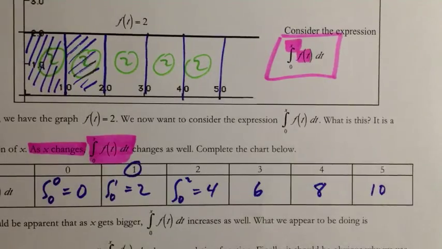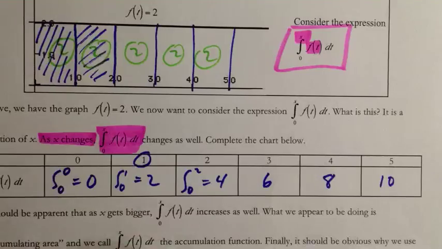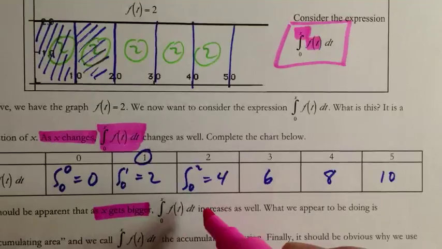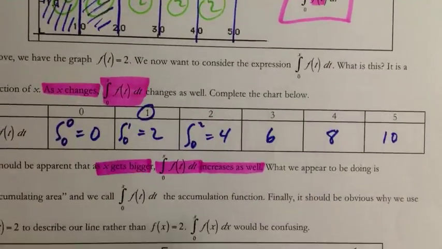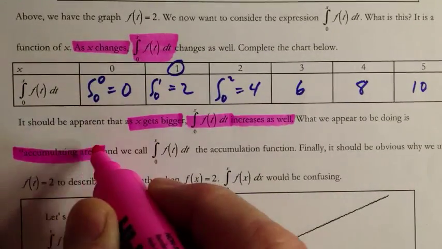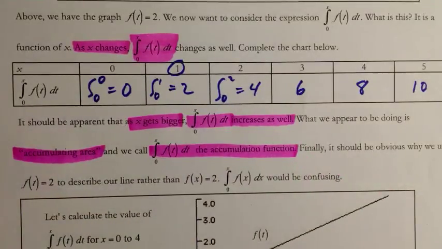All right. So it should be apparent that as x gets bigger, the value of the integral increases as well. That's a good thing to be recognizing. And what we appear to be doing is accumulating area. And so that's why we call this integral the accumulation function, because you're accumulating area.